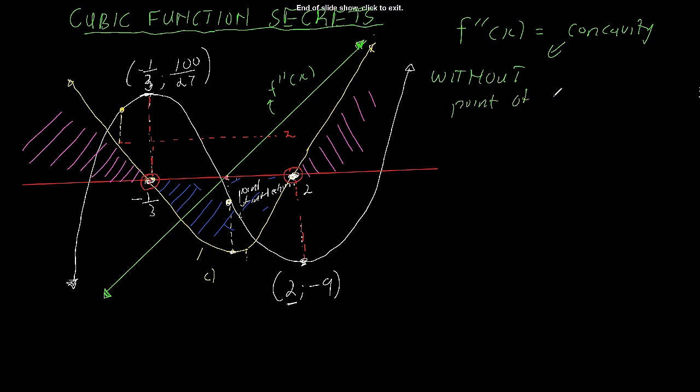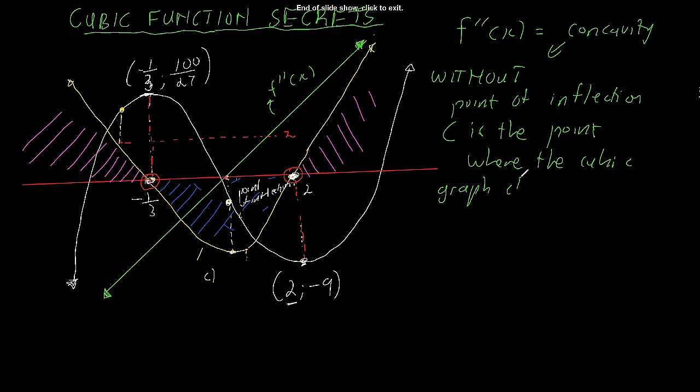Because what is the point of inflection? This is where the graph changes concavity. So point of inflection is the point where the cubic graph changes concavity. So this is where the cubic graph changes concavity. So okay, let's look at that.